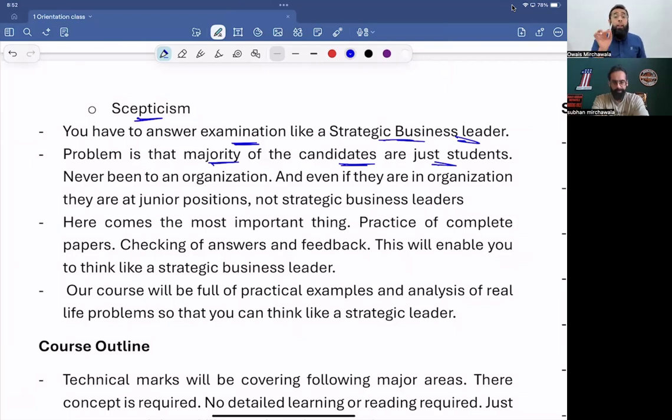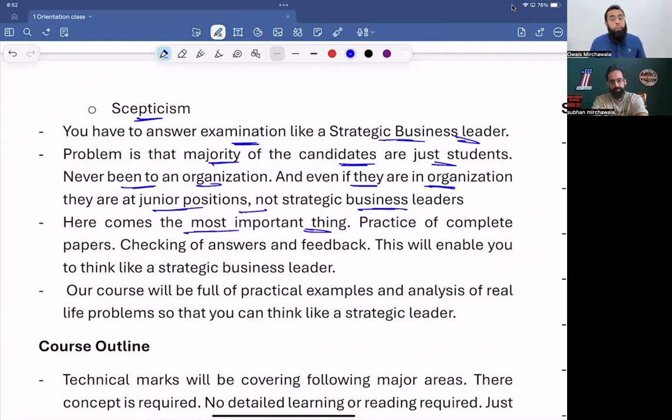And this is the reason why we give assignments and we check the answers. We give you feedback that, okay, this is correct, but very basic. This will not suit a business leader. Improve your reasoning. So a lot of students have never been to any organization. And even if they are in an organization, they are juniors. They are not business leaders.